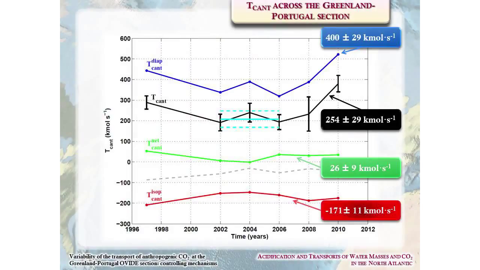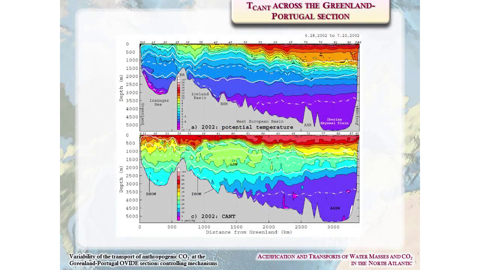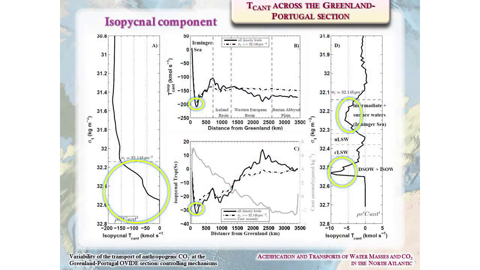Now I'm going to present the results of the study. In the plot are represented, in black, the transport of anthropogenic CO2 as a function of time, and its components: diapycnal in blue, net in green, and isopycnal in red. The dashed gray line is the Ekman transport of anthropogenic CO2, which is distributed between the other three components. Note that the positive values indicate a northward transport of anthropogenic CO2 across the section.